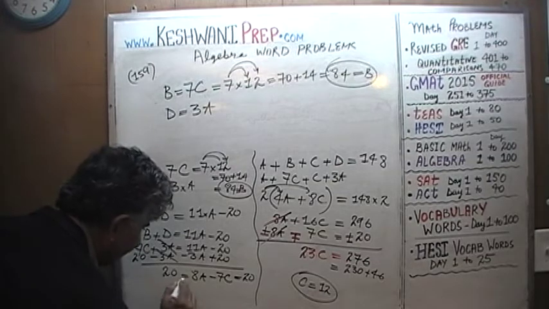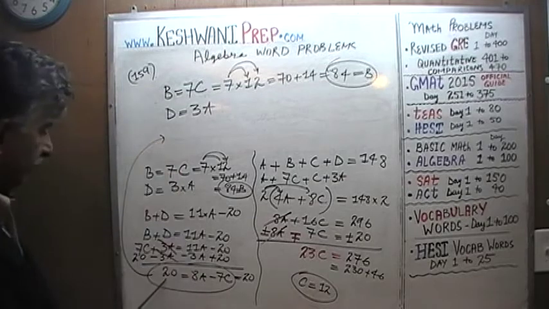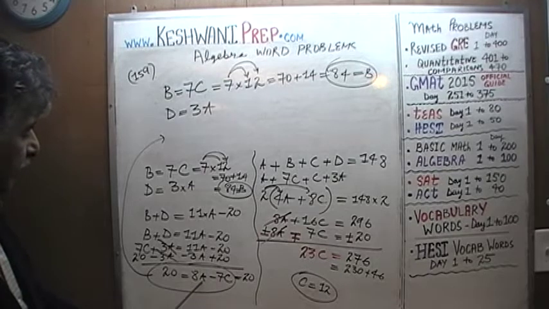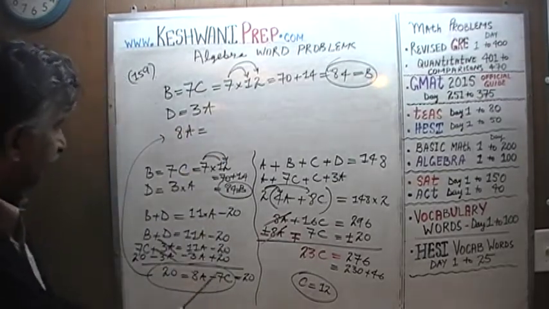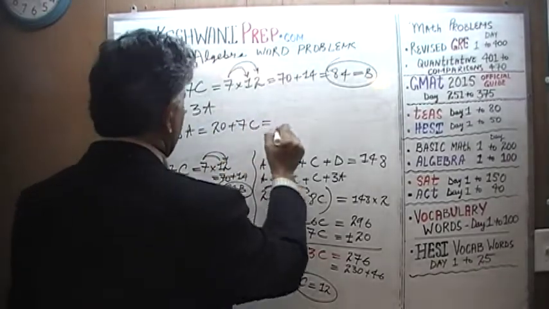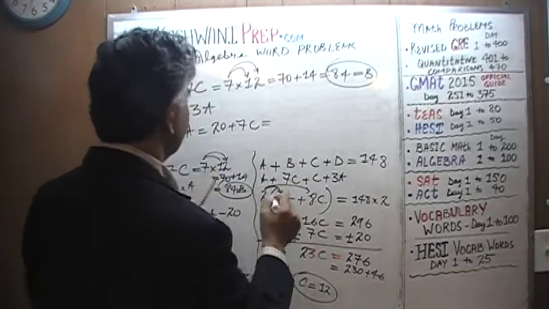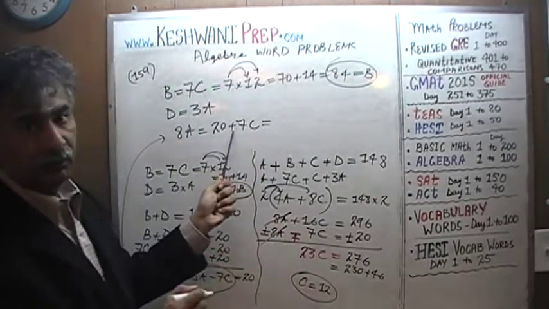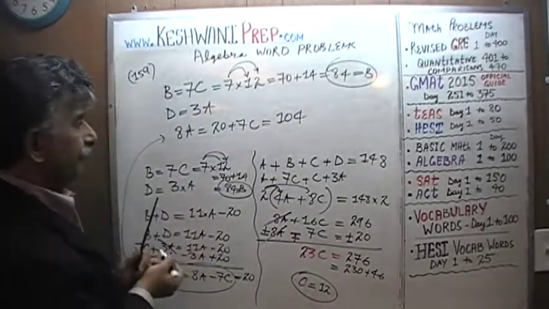I'm going to work with this equation right here, on the top here. 8a minus 7c equals 20. We are interested in figuring out 8a. So this tells us that 8a equals 20 plus 7c. 7c is 84. 84 plus 20 is 104. So it's 104 equals 8a.